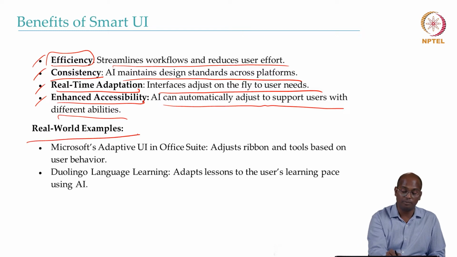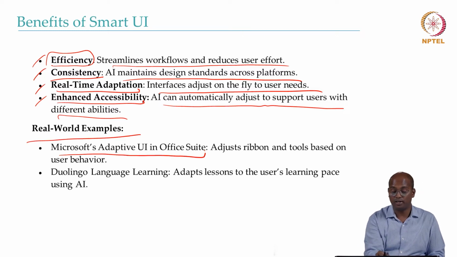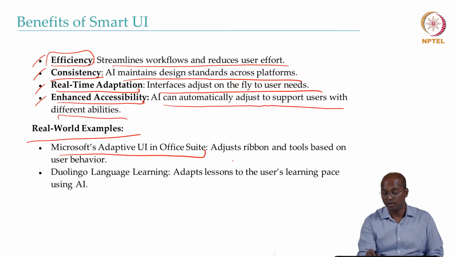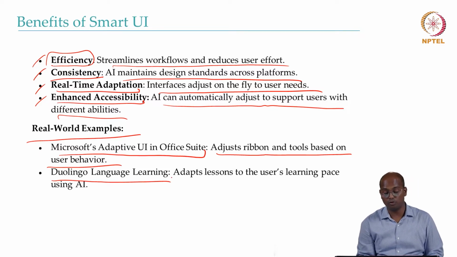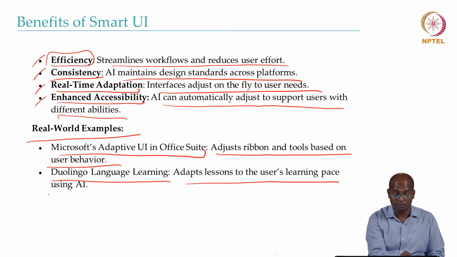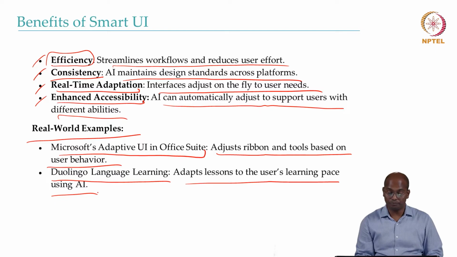Some real-world examples are Microsoft's adaptive UI in the Office suite. If you have tried that, it adjusts the ribbon and tools based on the user behavior. You might have also seen Duolingo for language learning. It adapts lessons to the user's learning pace using AI. Examinations like TOEFL, GRE and many others also use some kind of adaptive examination based on the kind of answers you provide.